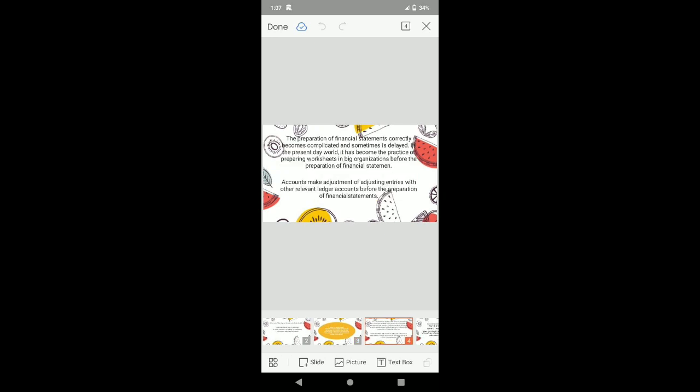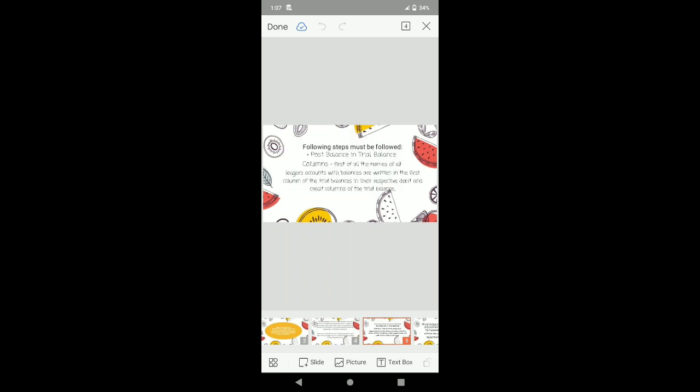Preparation of financial statements correctly becomes complicated and sometimes delayed. In the present-day world, it has been the practice of preparing worksheets in the big organizations before the preparation of financial statements. Accountants make adjustments of adjusting entries with other relevant ledger accounts before the presentation of financial statements. The following steps must be followed in preparing the worksheet.